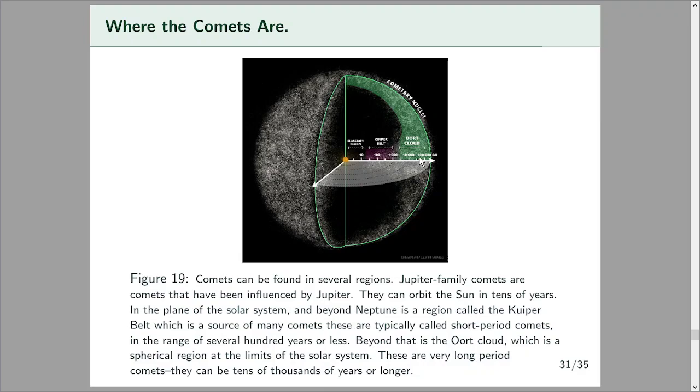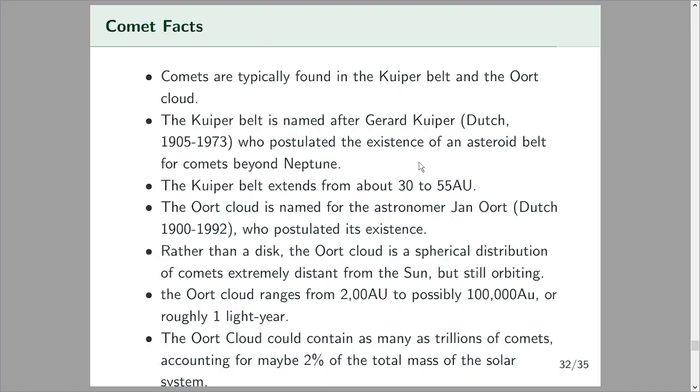Also, further beyond that is this thing called the Oort cloud. And the Oort cloud is a spherical ball of debris, mostly icy, that exists around the sun at enormous distances. And so Kuiper belt objects produce what we call short period comets, and the Oort cloud produces long period comets. And so let's just go through these again. Comets are typically found in the Kuiper belt and the Oort cloud.